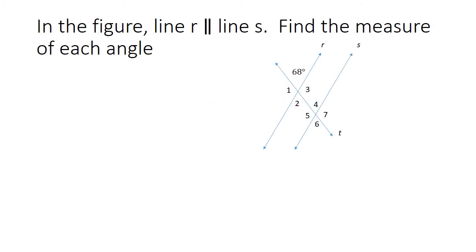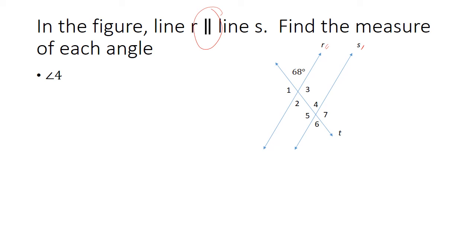So let's take a look at how this plays out in a problem. If we have this figure and we know that line R is parallel, that's what this symbol right here means, to line S. So we know that this line right here is parallel to this line. We want to find the measure of each angle. I've numbered my angles, so we're going to look for the measure of angle 1, 2, 3, 4, 5, 6, and 7.